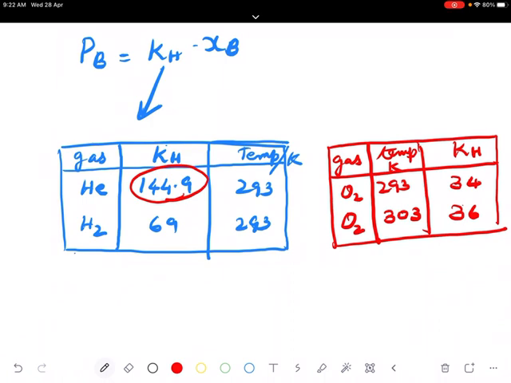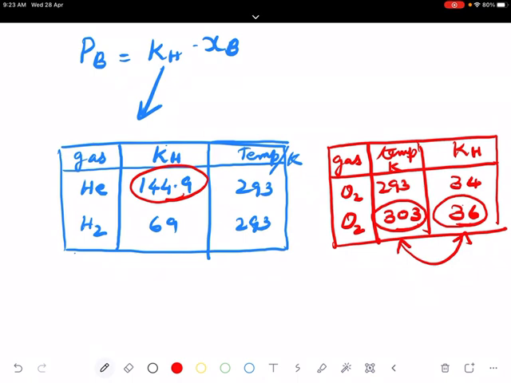So you see, when the temperature is high, the KH value is also high. At higher temperature, the dissolved oxygen will go down, so the amount of oxygen in the water will be less. Then fishes become uncomfortable in hot water. Why? Because dissolved oxygen is very less. They cannot get enough oxygen to breathe. So when the temperature is increased, the KH value increases.